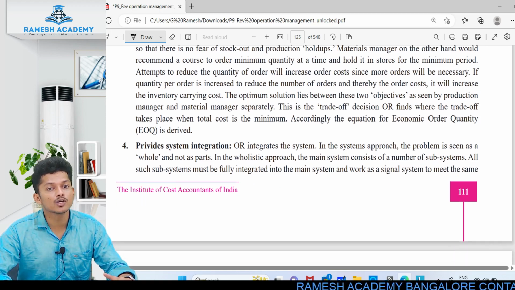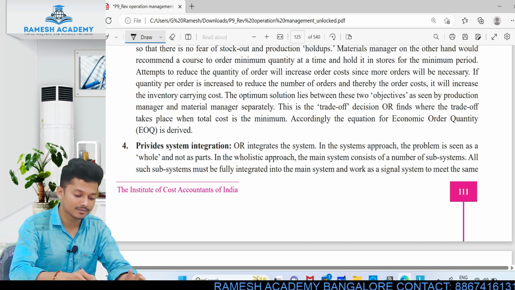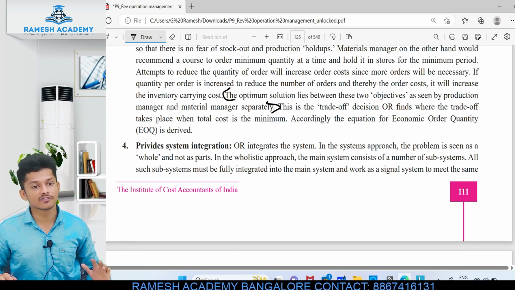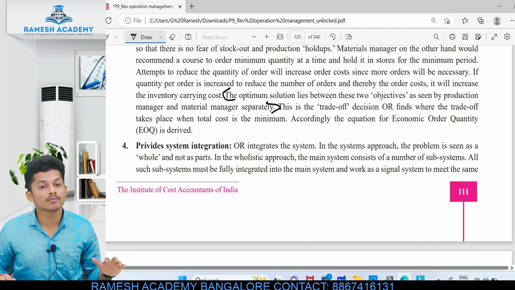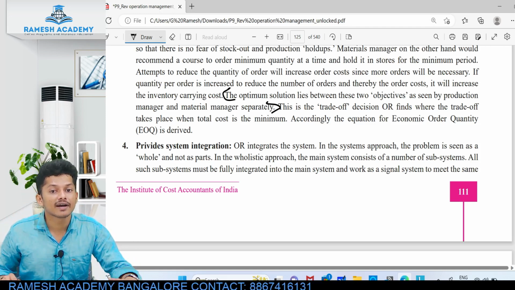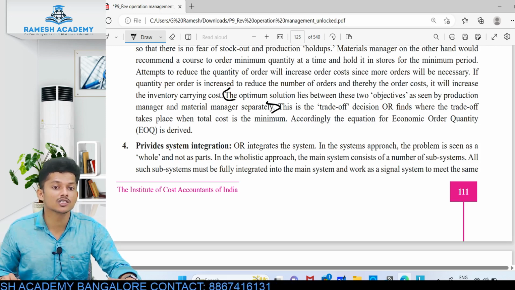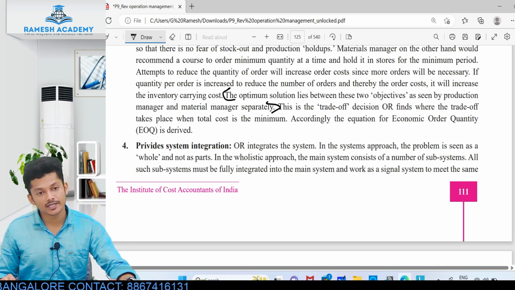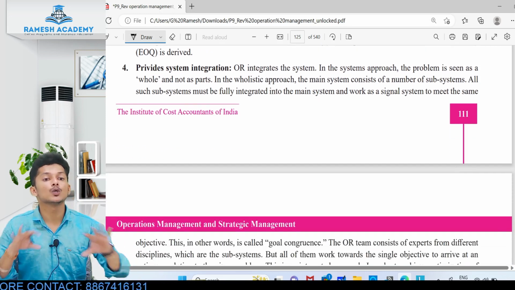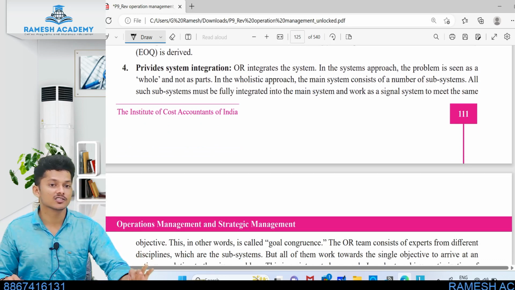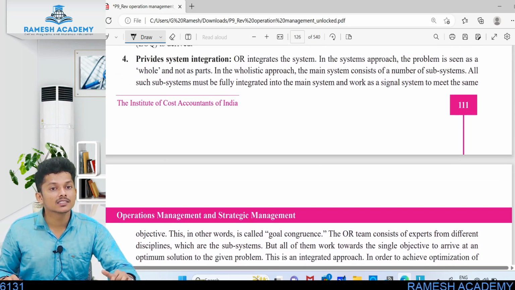Okay, the optimal solution lies between these two objectives as seen by the production manager and material manager separately, because according to the material manager's perspective the decision is different, according to the production manager his perspective is different, and this is where the trade-off takes place, when total cost is minimum. So according to the equation of economic order quantity, it is derived. So easy, right? Trade-off is nothing but two different perspectives to find the optimum solution. So you have completed three functions. Next one, fourth function is provide system integration.